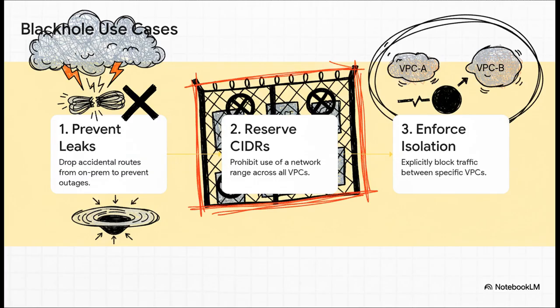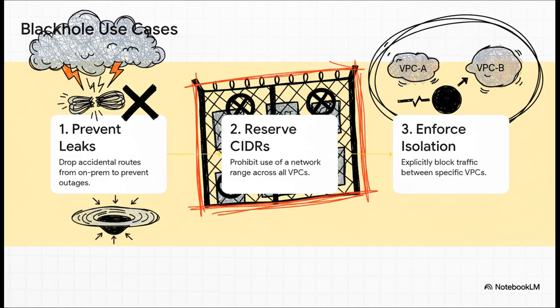But if you have a Blackhole route ready, it just drops that traffic and saves the day. Second, you can reserve IP space. Just Blackhole a CIDR range, and you've effectively told everyone, this range is off limits, don't use it. And finally, it's the official AWS recommended way to isolate two VPCs.